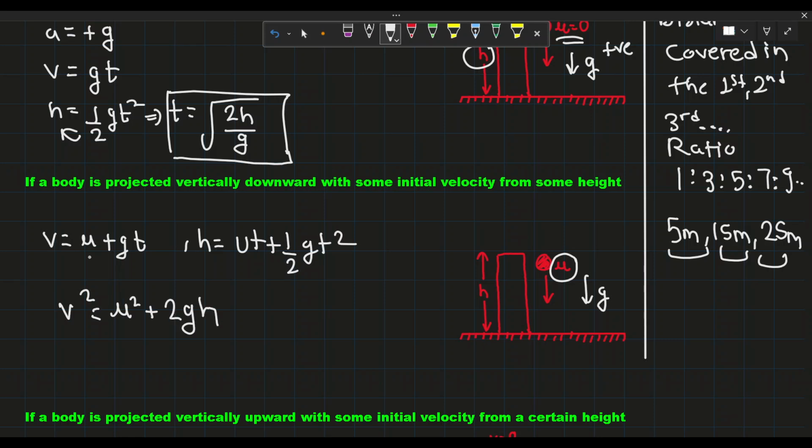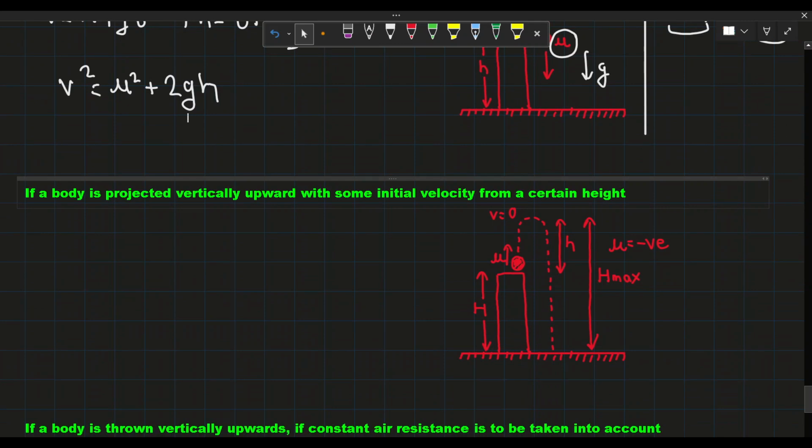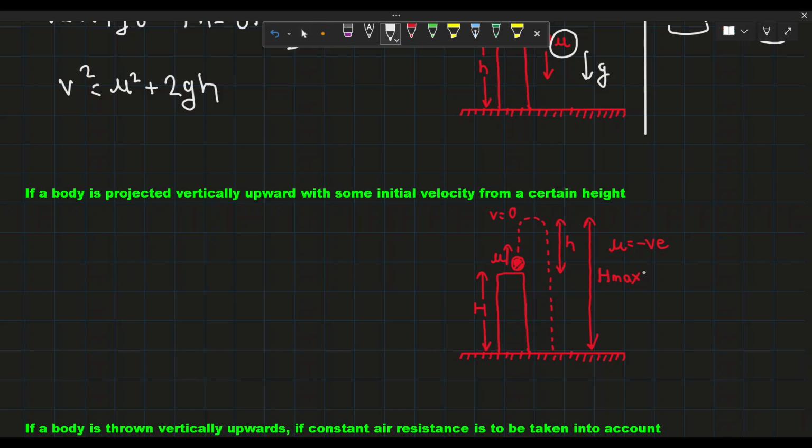Moving on to the next, if a body is projected vertically upwards with some initial velocity from a certain height, which means you're projecting vertically upwards from some certain height, capital H. It will reach a point where its final velocity would be 0. It would have gained some height, let's say small h, and then it will come down.